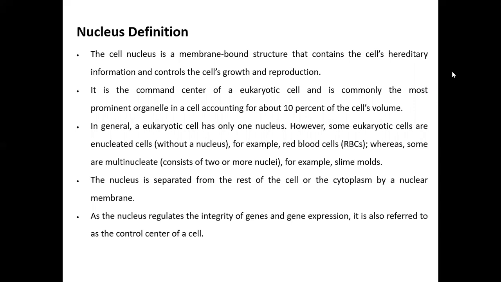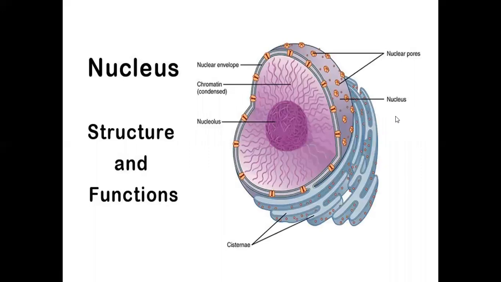As the nucleus regulates the integrity of gene expression, it is also referred to as the control center of the cell. This is the three-dimensional structure of a nucleus. It is surrounded by endoplasmic reticulum cisternae, and these are the nuclear pores. This is the nuclear envelope, which is double walled, and at the center you can see the nucleolus. Within this you can also see nucleoplasm.